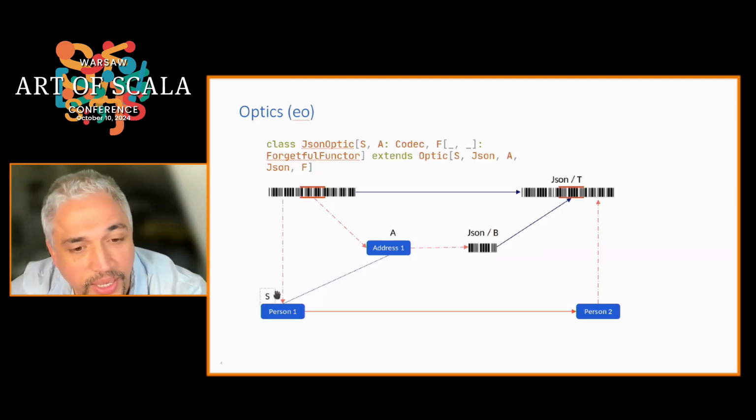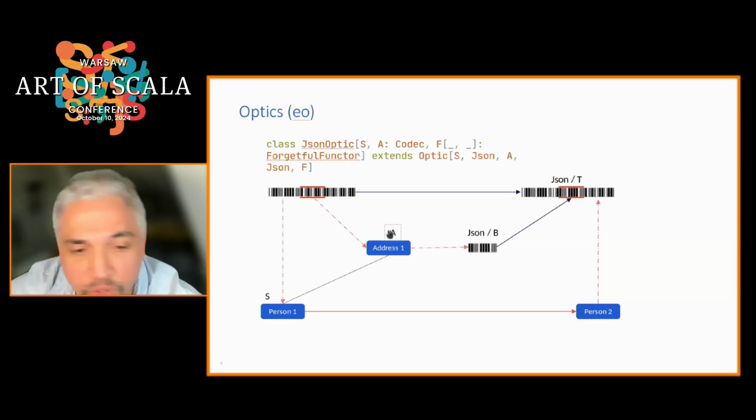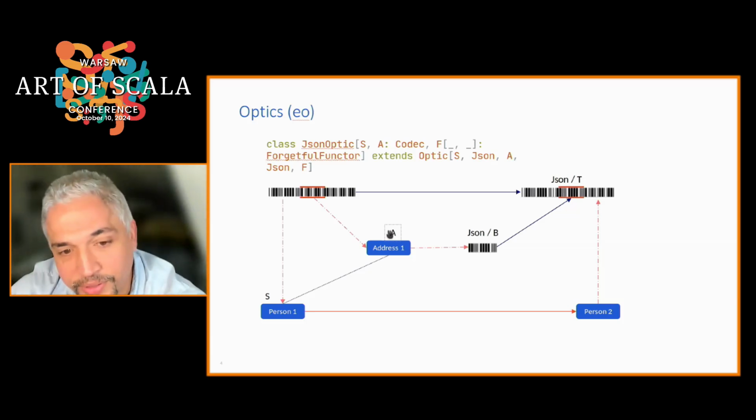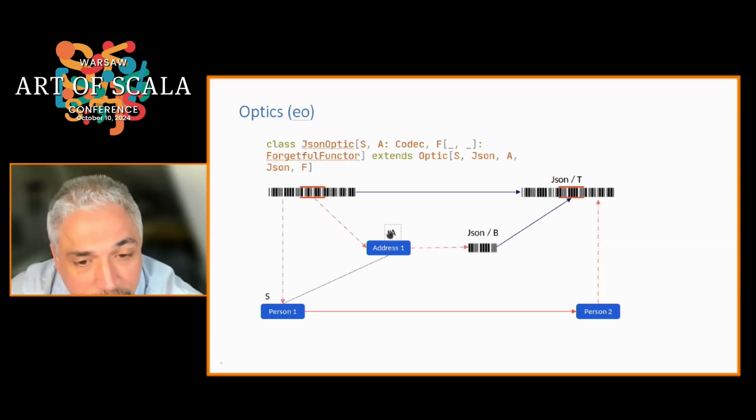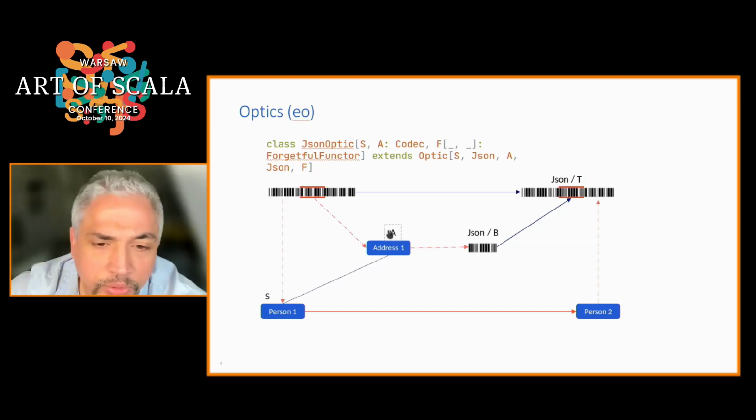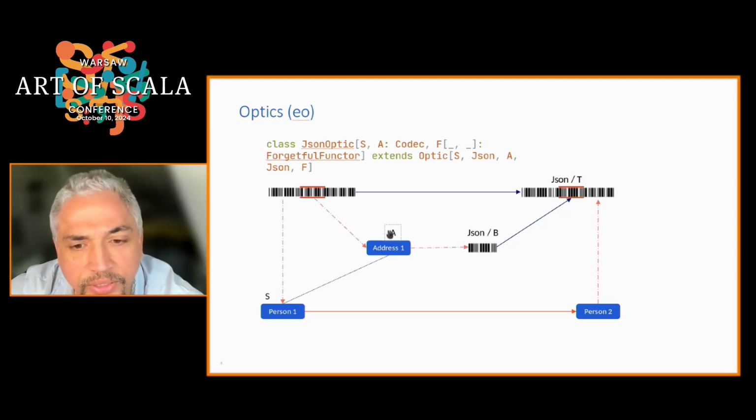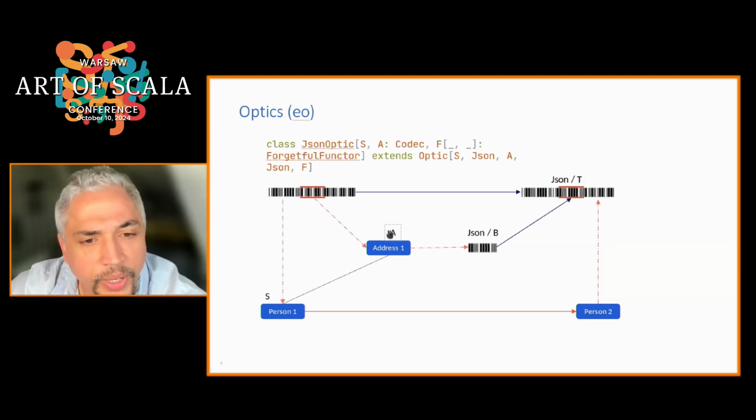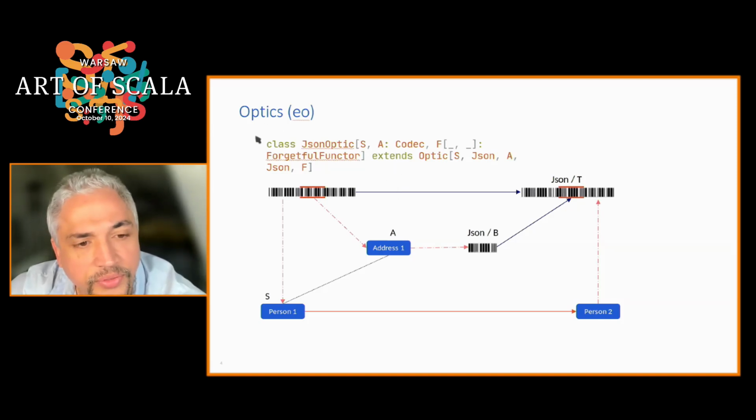Usually you might just see S and A. There's prisms, there's traversals, there's a lot of optics. We're going to focus just on this one. Maybe no questions in the online chat. But let's go and revisit again in the specific case of a JSON, right?